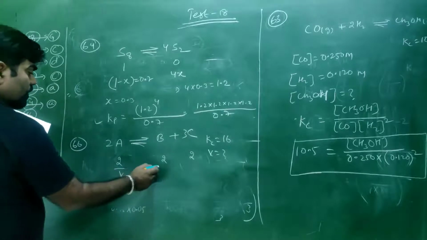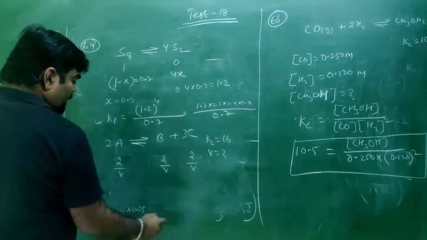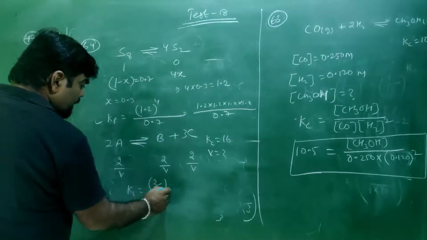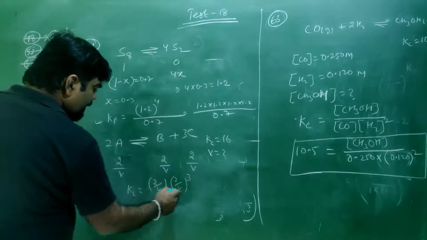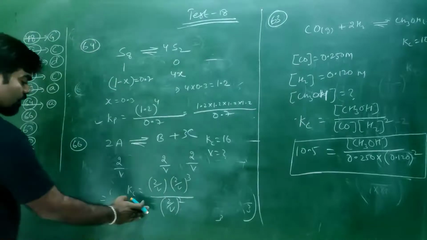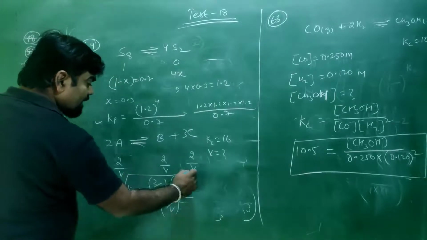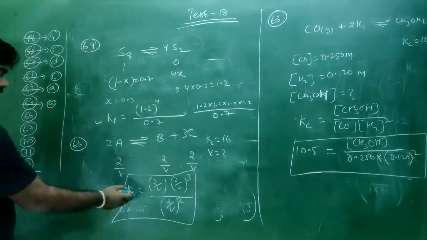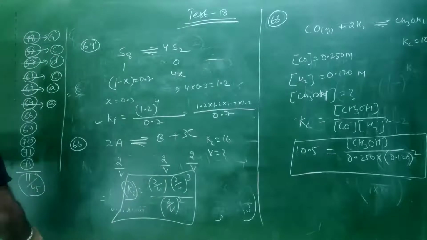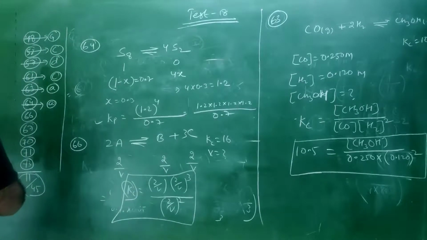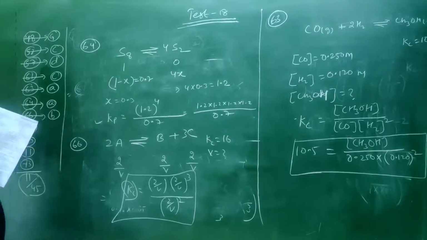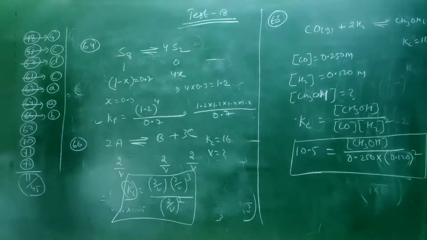So the concentrations will be 2 by V, 2 by V, 2 by V. So Kc for the reaction is equal to 2 by V into (2 by V) to the power 3, divided by (2 by V) to the power 2. Solve this relation, you will get the answer. Kc is given, volume you need to calculate. Solving this relation, you will get the answer, and their answer is given as B. Check the calculation and get the values for this question.